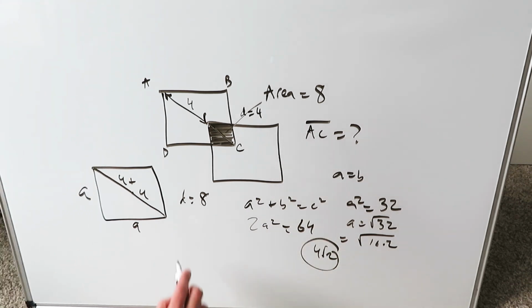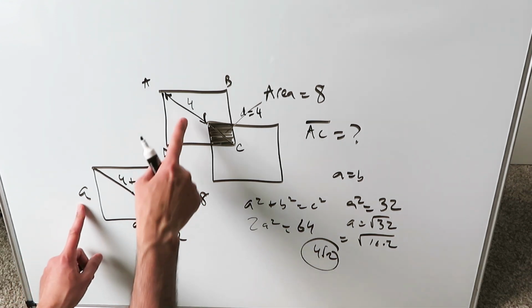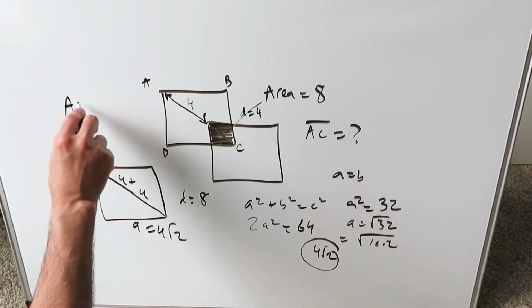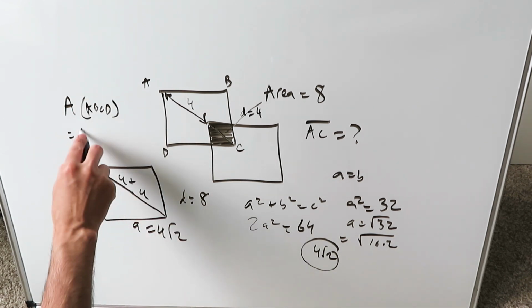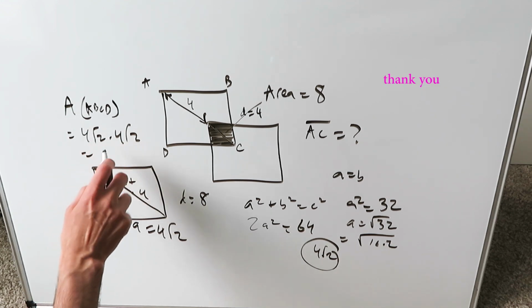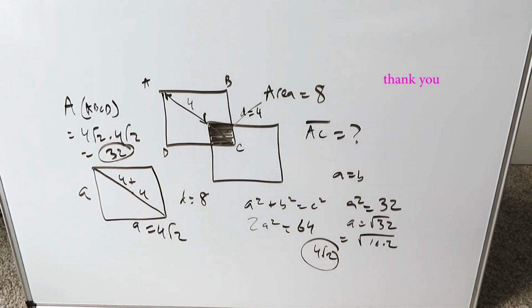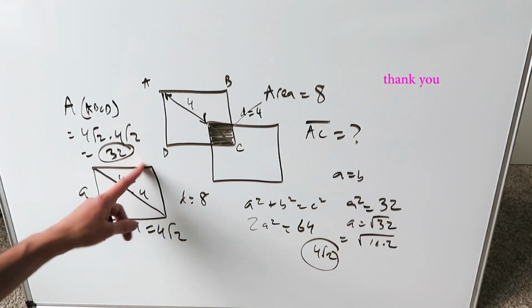That 4 root 2 represents what? The side of each of the squares, of this ABCD. So the area of the ABCD square should be equal to 4 root 2 times 4 root 2, which will be 16 times 2, and that will be 32 units squared, and that would be the answer. What is the answer? It's 32 units squared, and we are done.